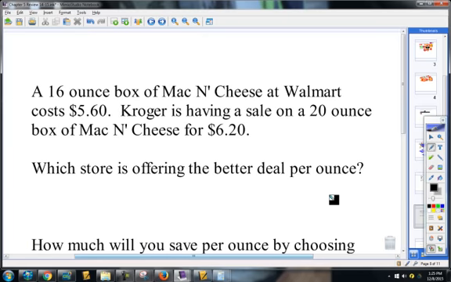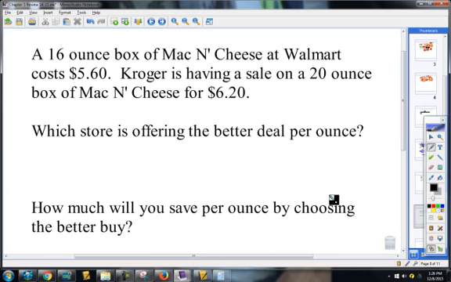Here's a better buy question. Okay? I'll just quickly talk about it so this doesn't run over. I'll let you guys just listen a little bit. Okay? A 16-ounce box of mac and cheese at Walmart is $5.60. So this is Walmart. Okay, Kroger is having a sale for a 20-ounce box for $6.20. Okay, so we got to be real careful and read. It says which store is offering the better deal per ounce. So in this one, it tells you that it wants you to find the unit rate per ounce.